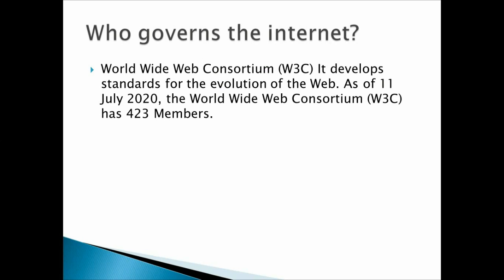It develops standards for the evolution of the web. As of 11 July 2020, the World Wide Web Consortium has 423 members in total. These members became part of the organization, and they discuss different standards, how policies can be made, and how different standards are made to govern this internet.